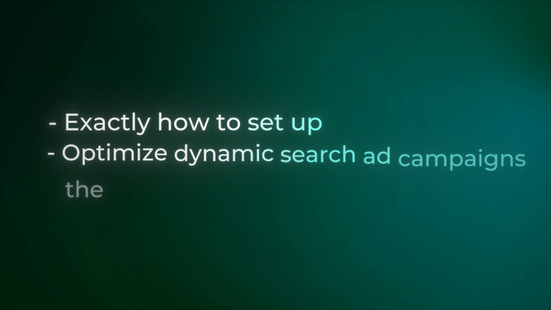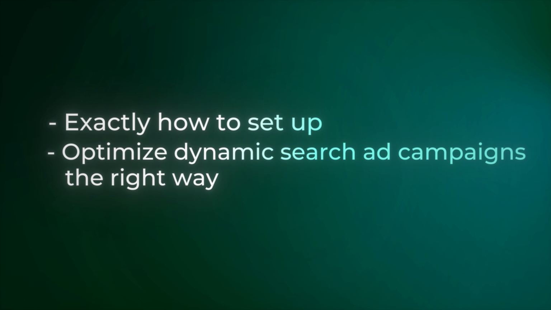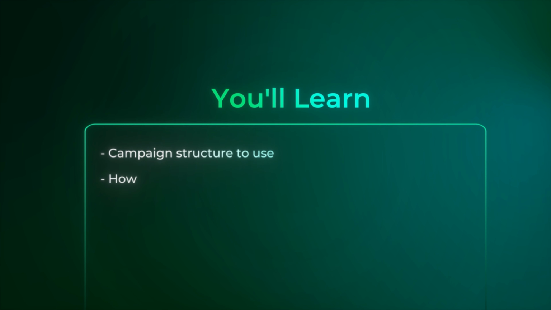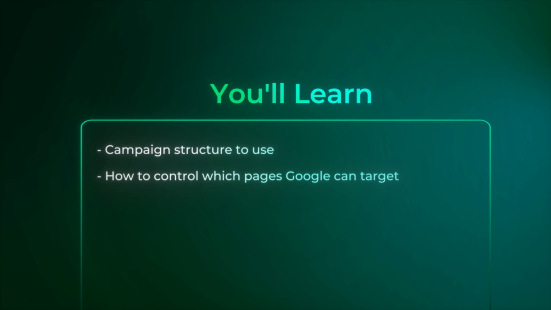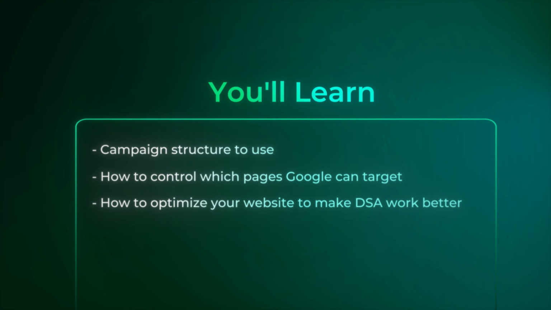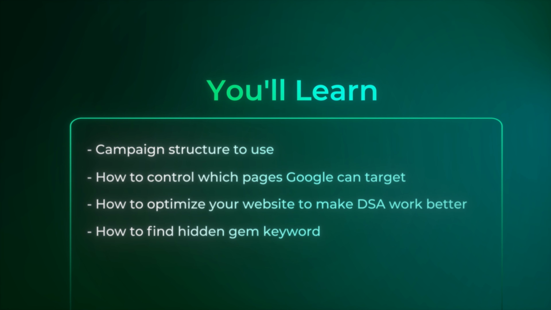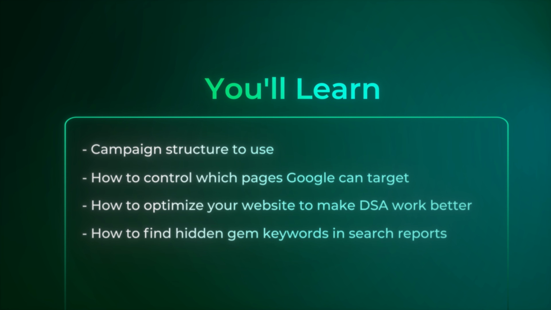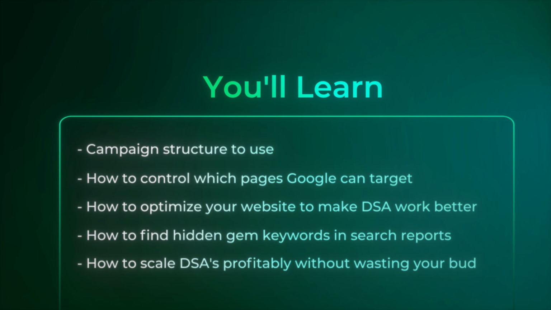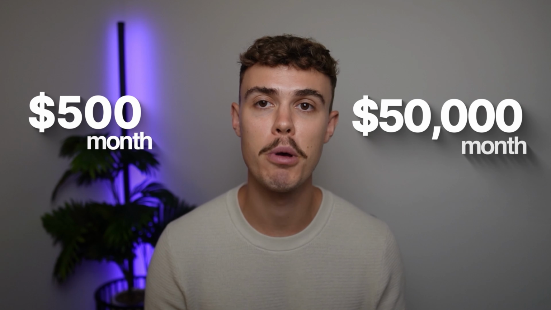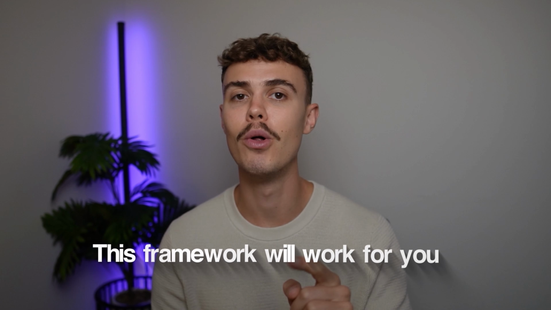In this video, I'm going to show you exactly how to set up and optimize dynamic search ad campaigns the right way. You'll learn the campaign structure to use, how to control which pages Google can target, how to optimize your website to make DSAs work better, how to find hidden gem keywords in your search reports, and most importantly, how to scale DSAs profitably without wasting your budget. Whether you're spending $500 or $50,000 per month on Google Ads, this framework will work for you.